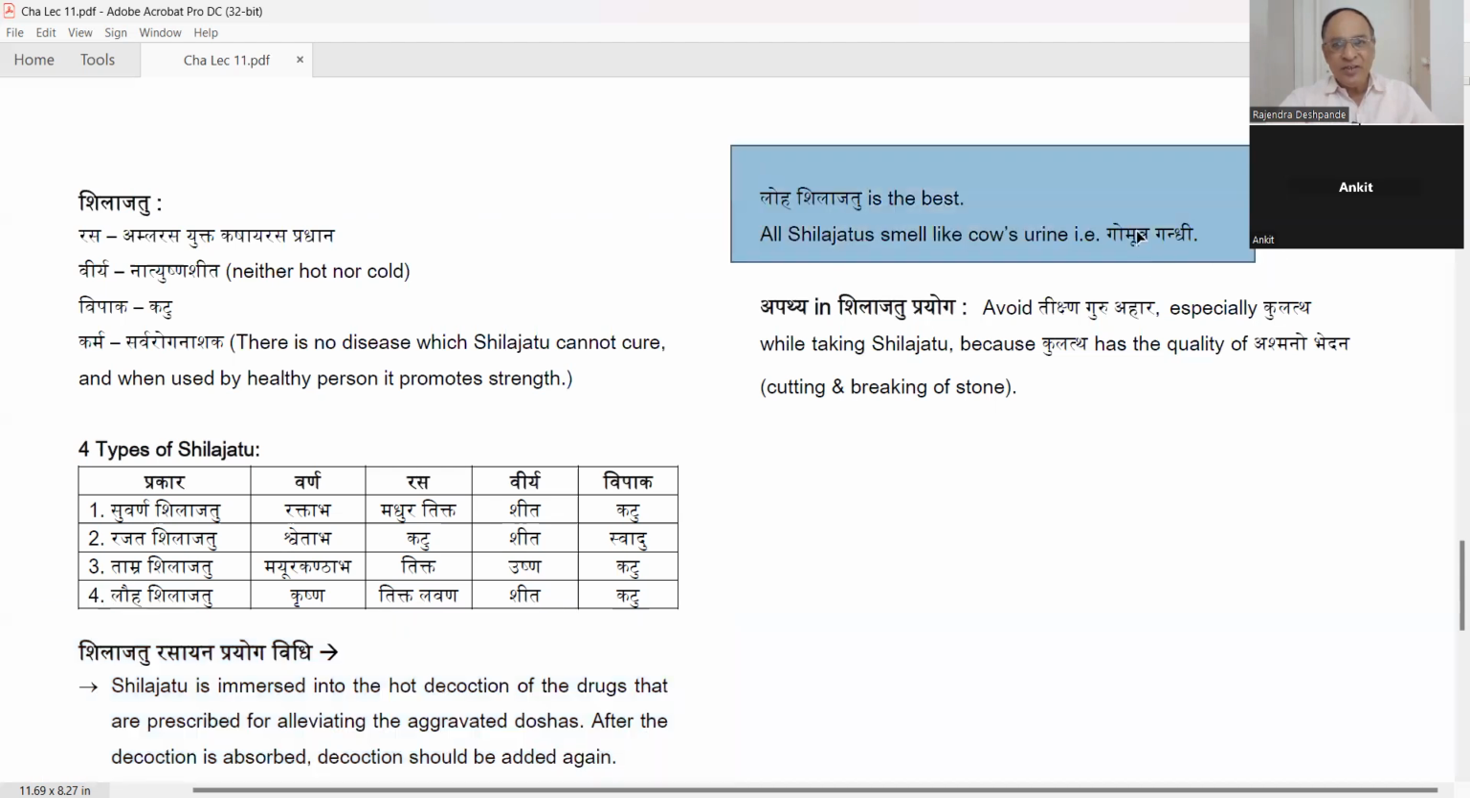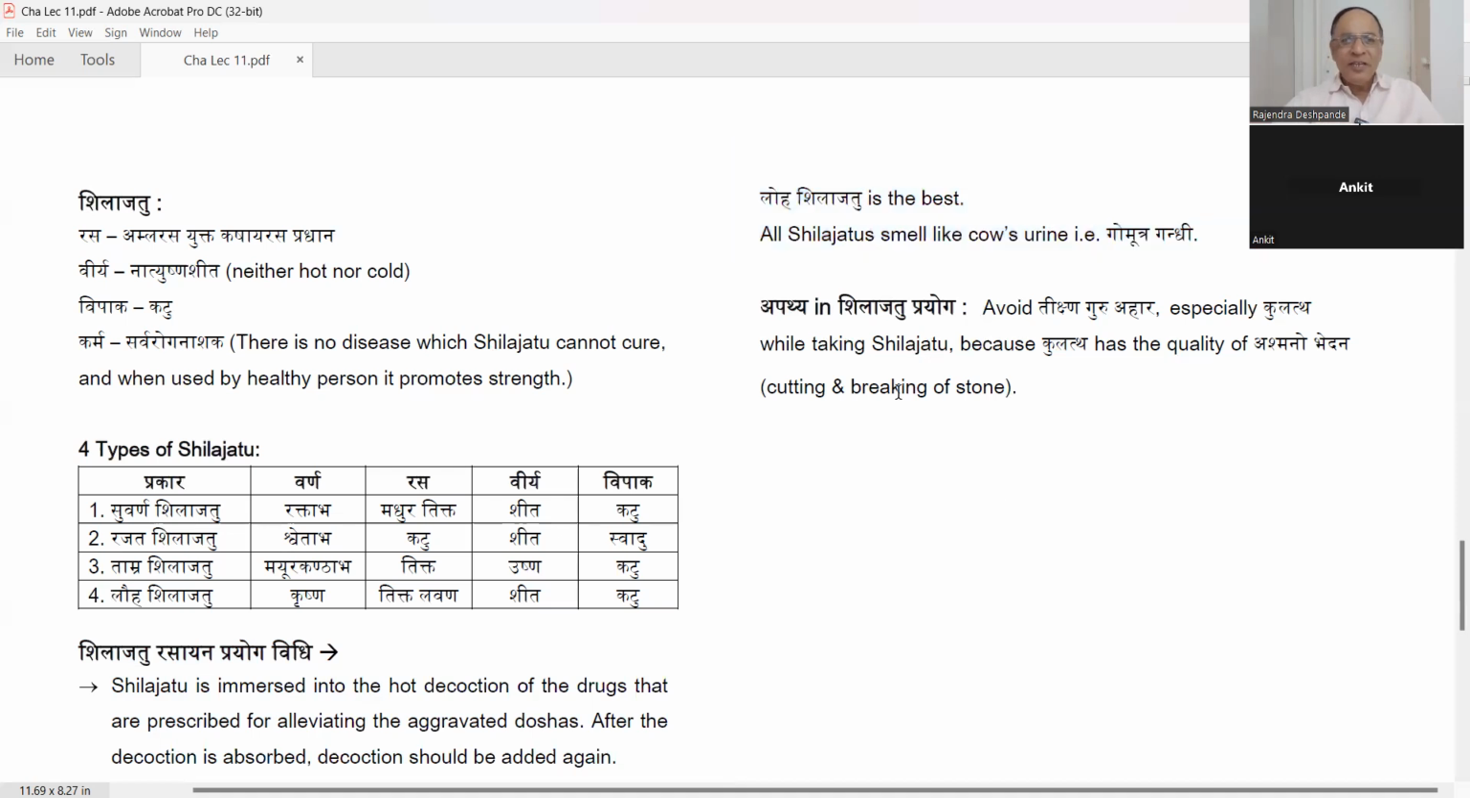This is very interesting. Gomutra Gandhi Shilajatu. For the Rasa Shastra subject, I have made tricks, or many students make tricks, to identify the bhasmas or the powders. One of the interesting things for Shilajatu is that it always has the smell of cow's urine, which is called Gomutra Gandhi, and that Shilajatu is the only real Shilajatu.